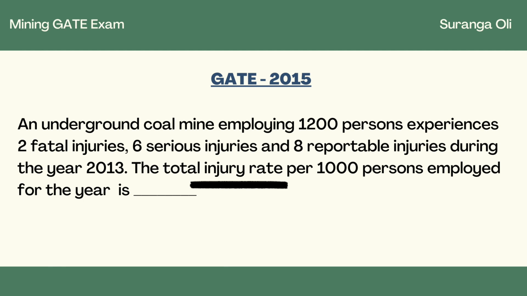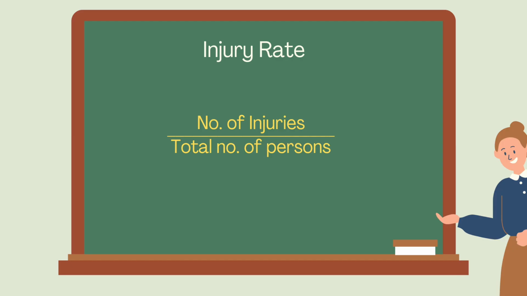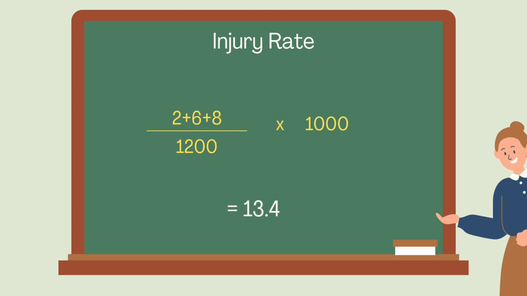We saw the words injury rate. Remember our formula, total number of persons injured divided by total number of persons employed. On substituting in the formula, the numerator is the total number of persons injured, so 2 plus 6 plus 8, divided by the total number of persons employed, which is 1200. They are asking for every 1000 person, so multiply by 1000. On solving, we are getting the answer as 13.4.